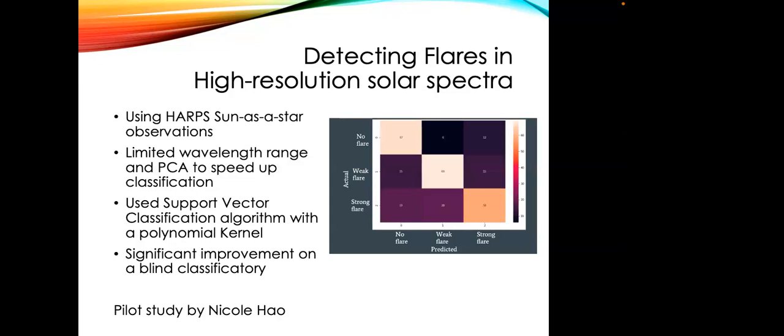So this is a confusion matrix for classification. Ideally, it would be 100 across the diagonal. We're not there. We're at lower levels. But as you can see, most of the time, we're able to detect weak flares and strong flares in our data, despite the fact that, by eye, it doesn't look like the data has flares in it. This is a significant improvement on blind classification.